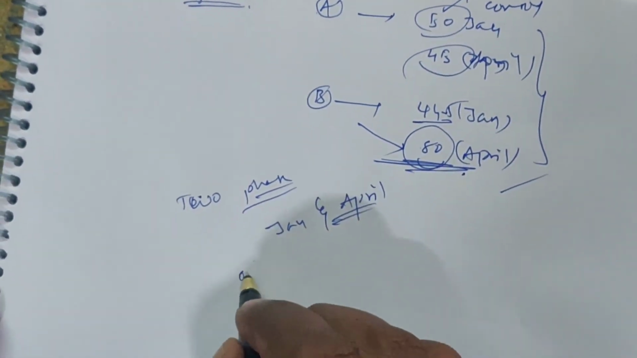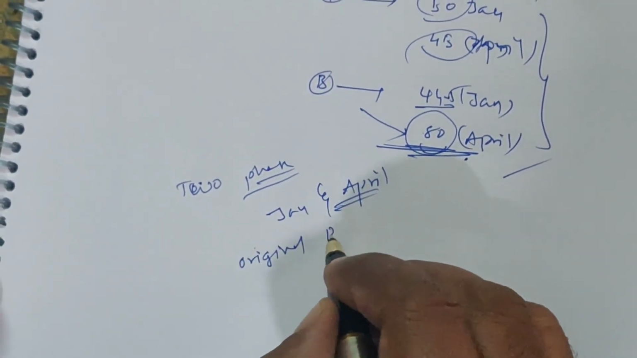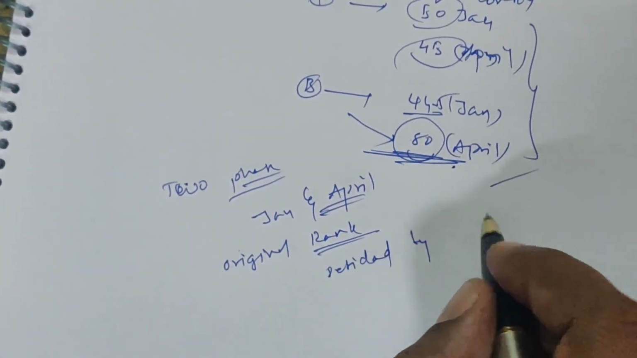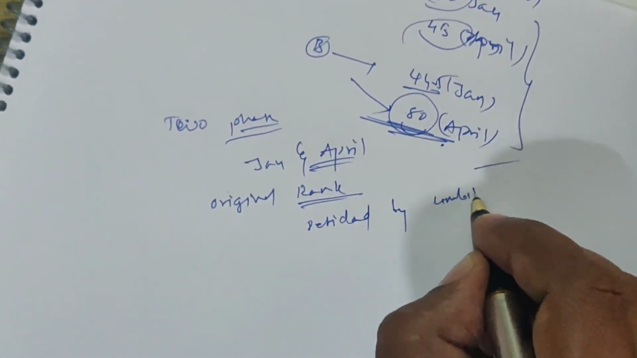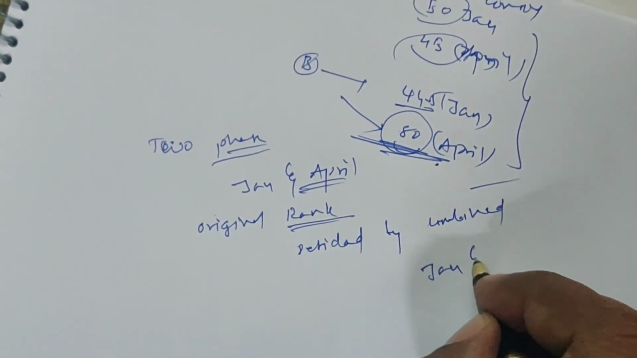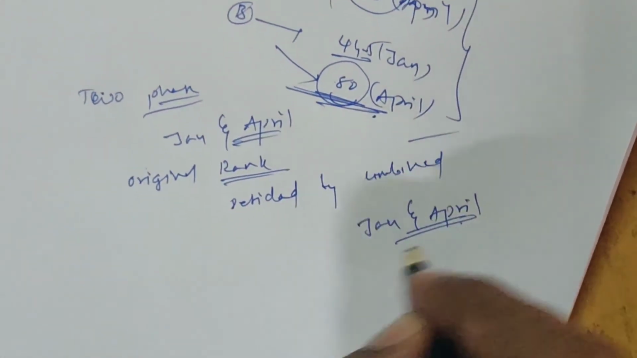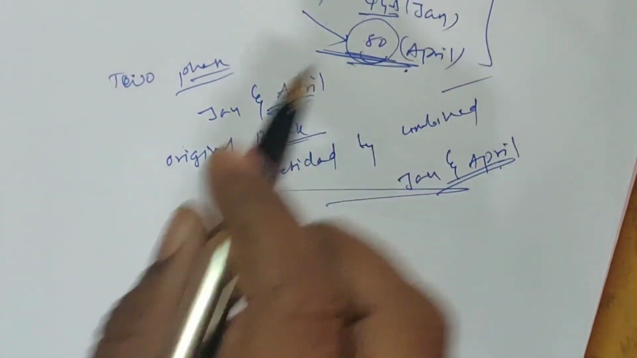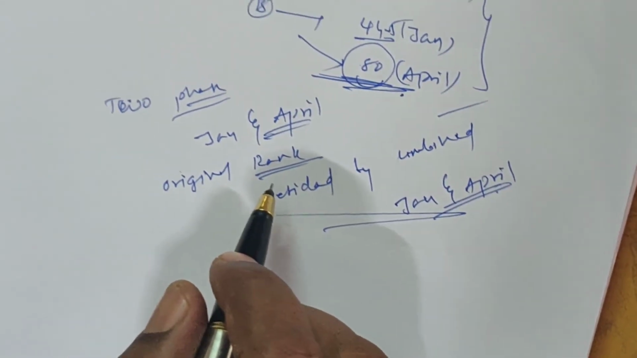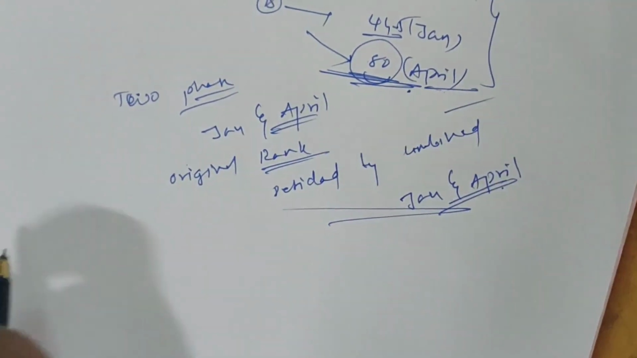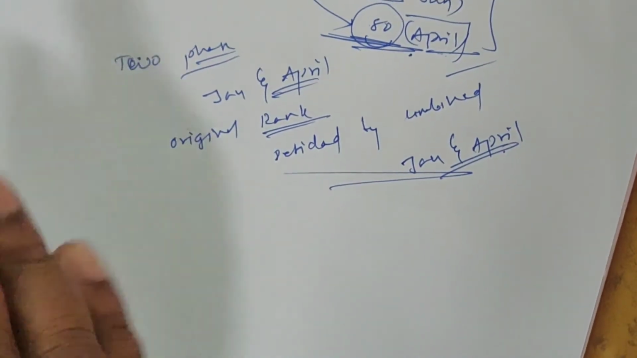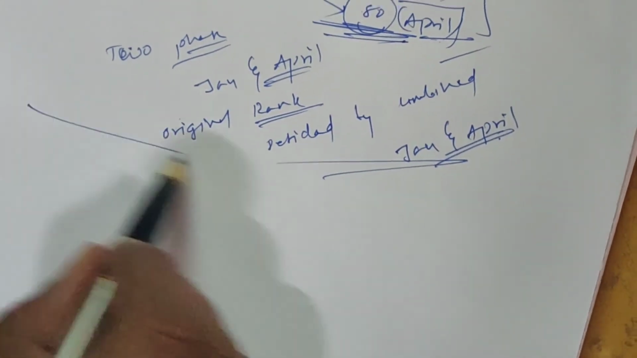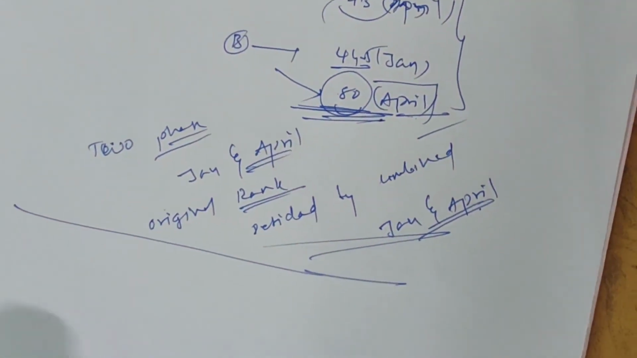So the original rank is decided by the combination of the January and April phases. Don't fear, students. In some sessions you get fewer marks, and next time you can try again. For example, if in April you got 80, it means your performance increased, so definitely this one is considered. So this is how to calculate percentile.